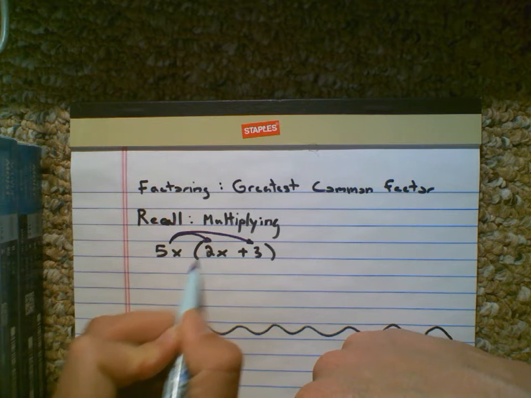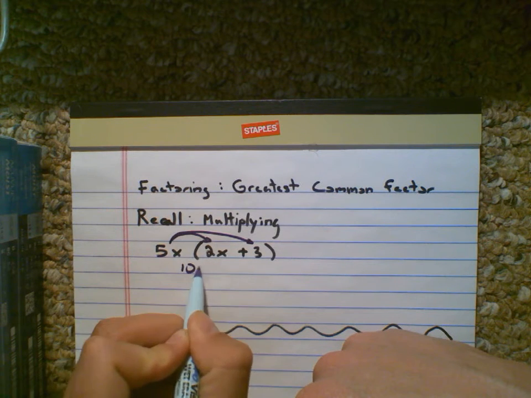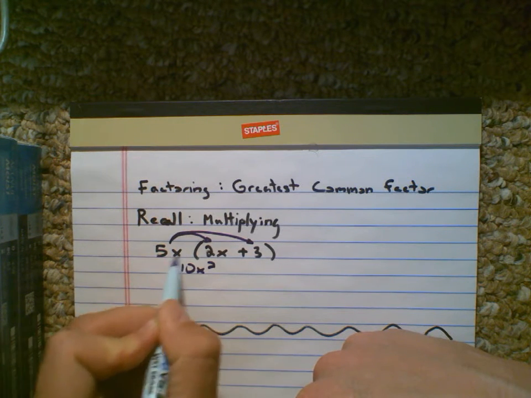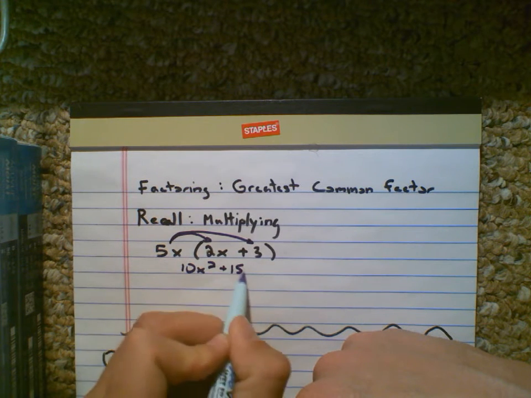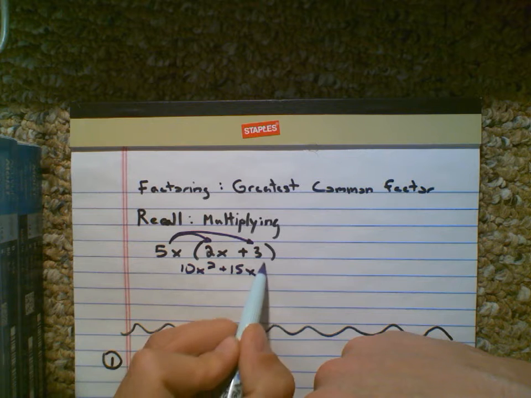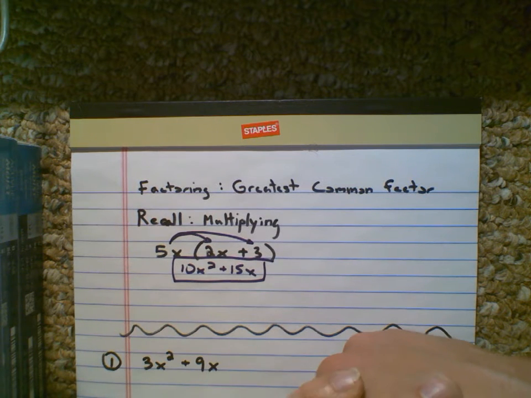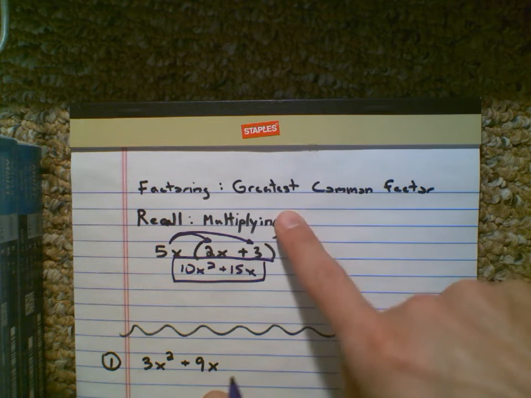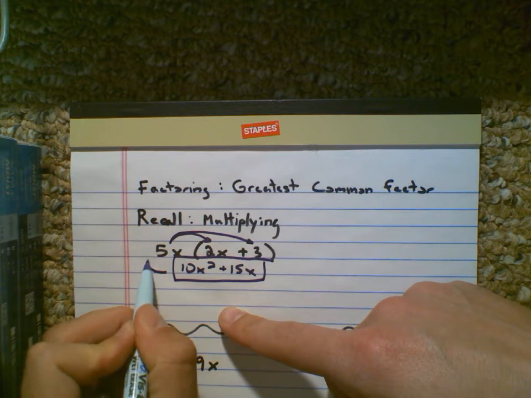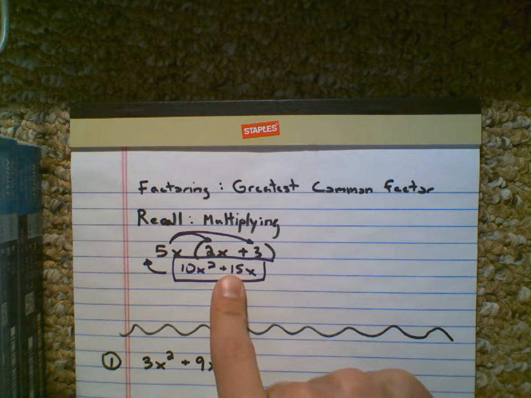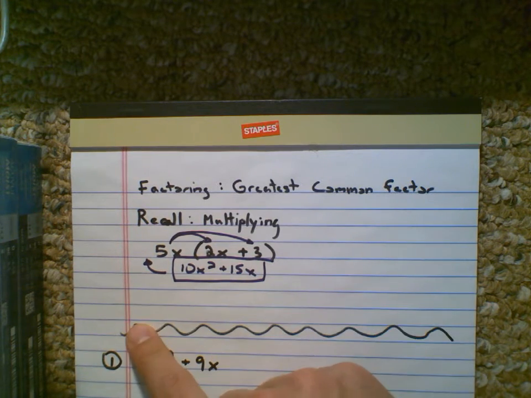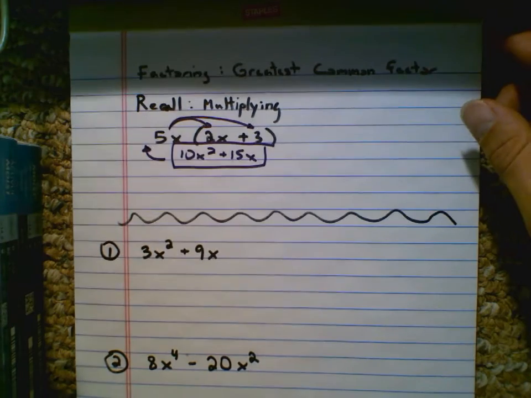5 times 2 would be 10, and x times x would be x squared. And then when I take 5x times 3, well, 5 times 3 is 15, and the x would get multiplied to that. So my product would be 10x squared plus 15x. Now, what we're going to be doing with the greatest common factor is the reverse of distribution. Instead of multiplying in, we're going to be thinking about what can I divide out of both terms. So let's look at some examples of this.